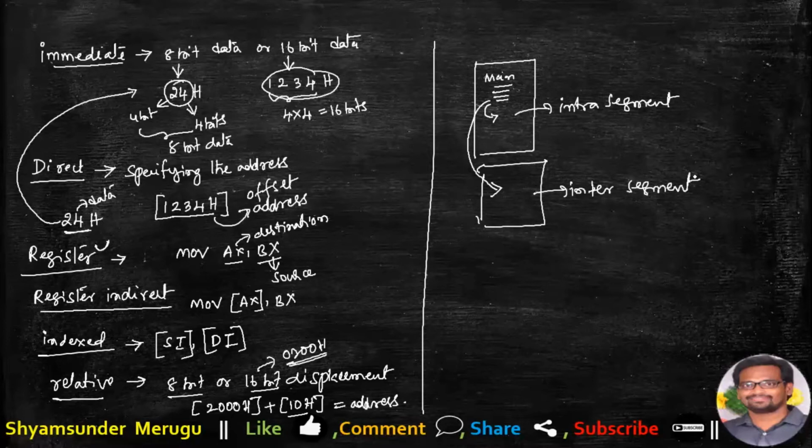So these are the words that we should have a clear picture of, right? Then it will be easy to understand all the types of addressing modes, right?